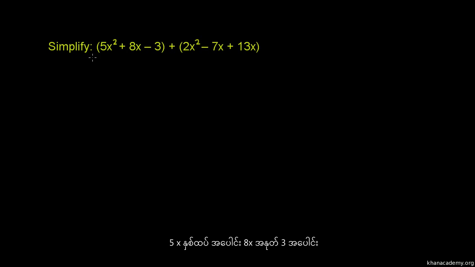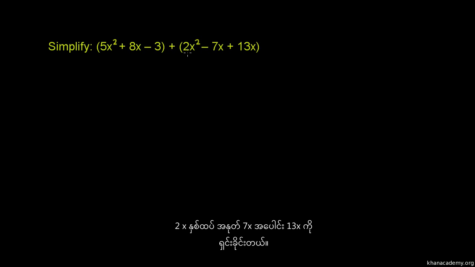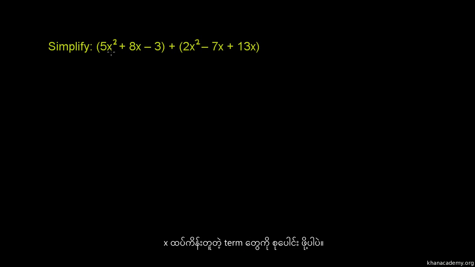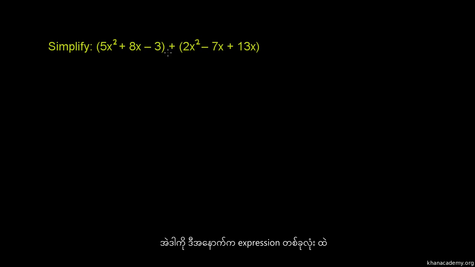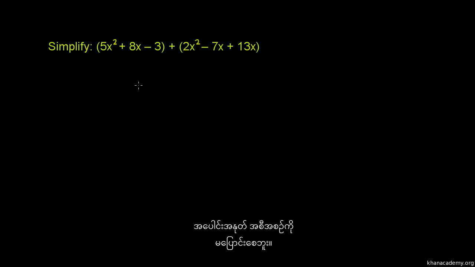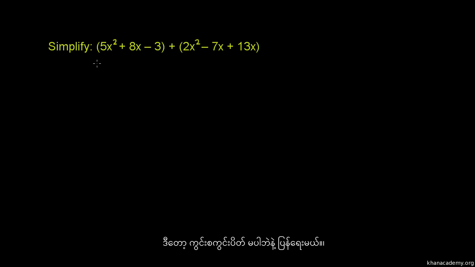We're asked to simplify 5x squared plus 8x minus 3 plus 2x squared minus 7x plus 13x. So really all we have to do is combine like terms, terms that have x raised to the same power. And the first thing we can do is get rid of these parentheses right here, because we have this whole expression, and then we're adding it to this whole expression. The parentheses really don't change our order of operations here. So let me just rewrite it once without the parentheses.